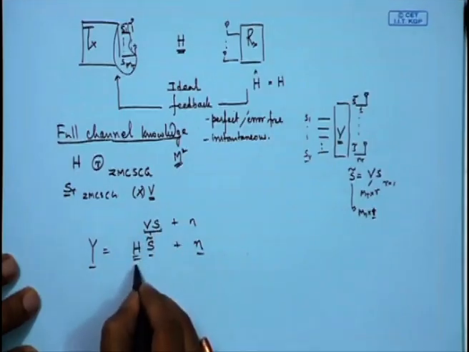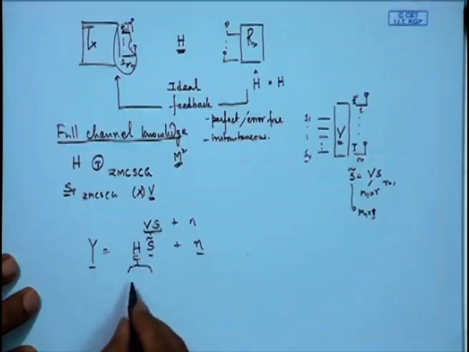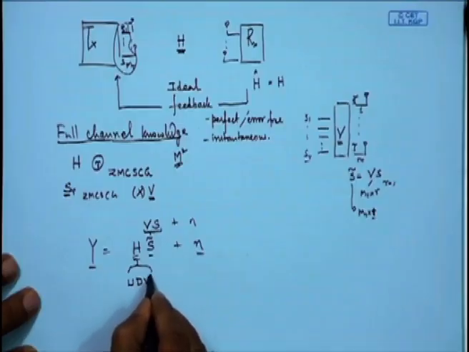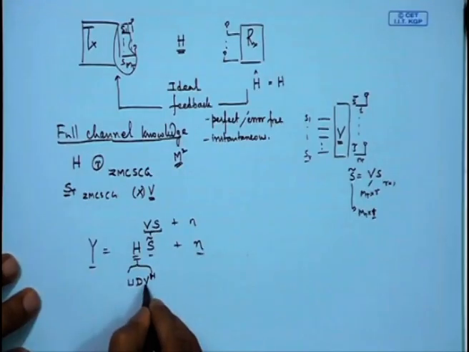Right. H can be factorized into its singular value decomposition. We have described that before: U, D, and V Hermitian. That is how you can break it down, where D is the diagonal matrix composed of the singular values. We have R singular values, and V and U are unitary matrices containing vectors of length 1.